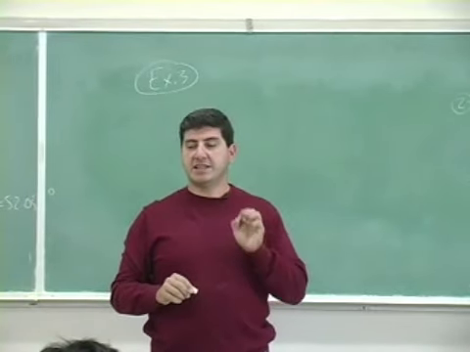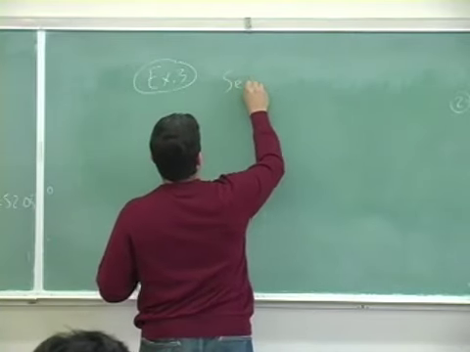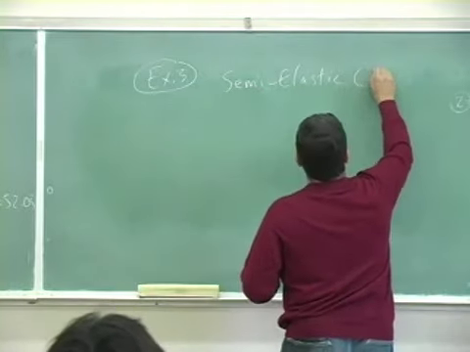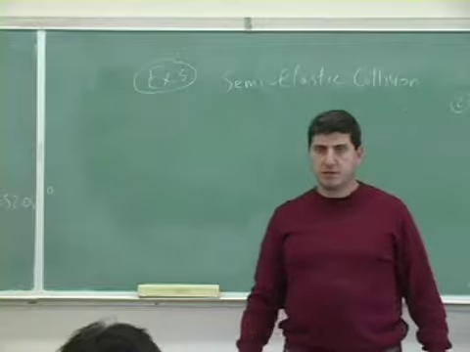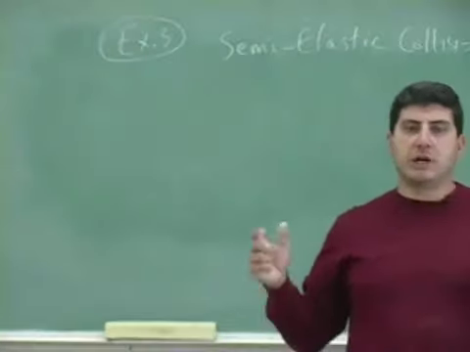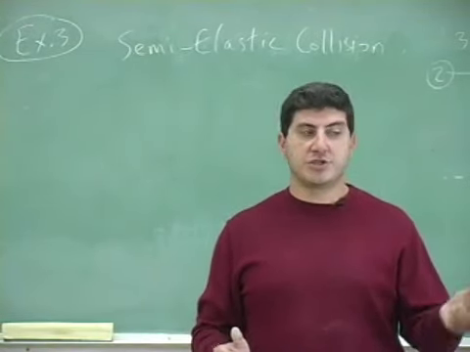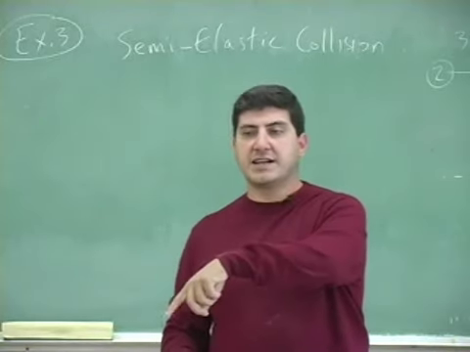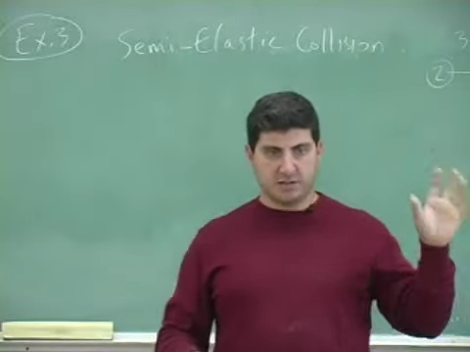Make it a semi-elastic collision. Okay, semi-elastic collision. What does that mean? Now, that means that two objects bounce off each other. However, their kinetic energy is still not conserved. It's not lost as bad as an inelastic collision, but it's still lost.